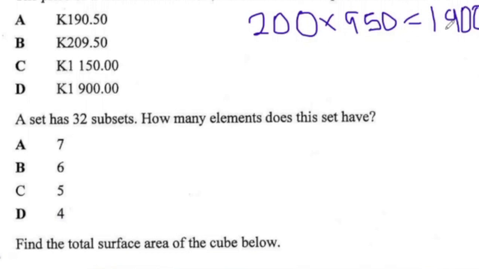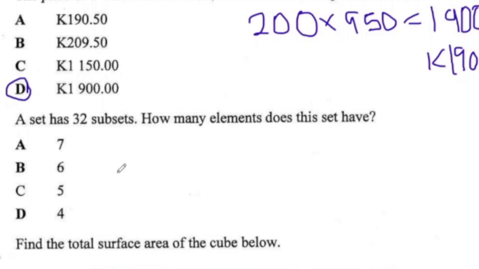190,000. Now, when we come to the decimal points, we have noted that there are 2 decimal places here, not 2 decimal points. So that means we are going to move this decimal point from here up to here. So it's going to be like that. Then we're going to have 1,900 kwacha, which is going to be the answer D. D is going to be the correct answer.